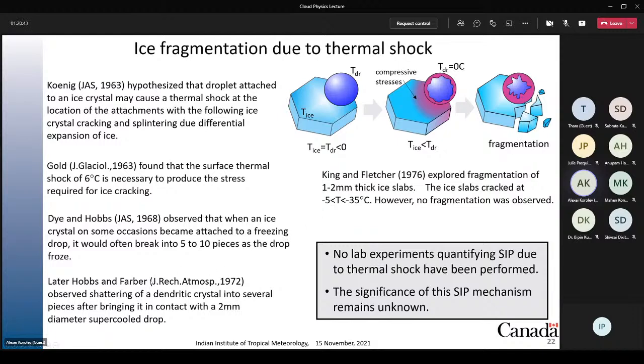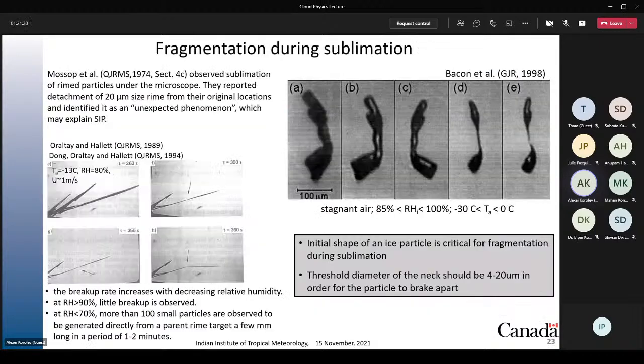This mechanism, this type of secondary production by fragmentation of ice, was also observed by Hobbs and Farber. So again, there are only two qualitative observations of secondary ice due to this mechanism, but so far there is no quantitative characterization of it. So the significance of this mechanism remains unknown, and it's not even clear how it should be implemented into numerical simulations of clouds.